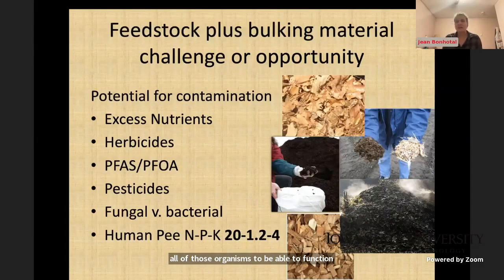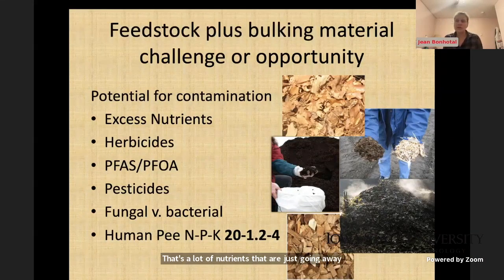Human pee, human urine. Look at the NPK for human urine. If you're used to putting materials on your vegetables and stuff like that, I'm not telling you to put pee on your vegetables, but 20, 1.2, and 4. That's a lot of nutrients that are just going away someplace.